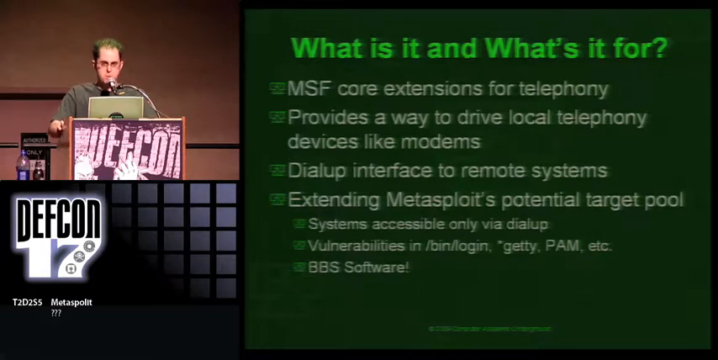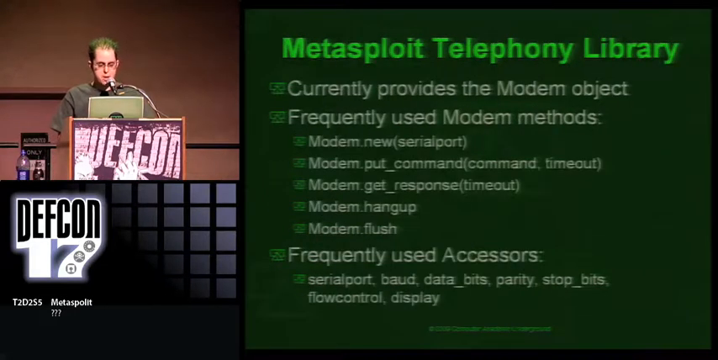It essentially provides a way for Metasploit to drive devices like modems, things like that, which then gives you dial-up interfaces to remote systems. What this does is it extends Metasploit's potential target pool, because traditionally Metasploit is used for attacking network systems. You set your RHOST, you target systems that way. What this does is allows you to dial up to a system, launch an exploit at it over the dial-up connection. This lets you target things like vulnerabilities in bin login, your Gettys, pluggable authentication modules, and BBS software, which, yes, does still exist. So.